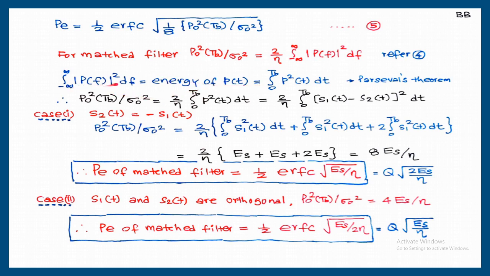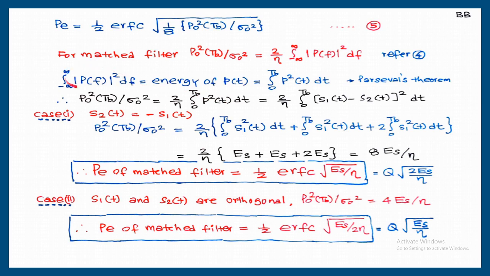Integral modulus Pf square df is the energy of p of t. This is according to Parseval's energy theorem. This is the energy of p of t, and it can be written like this also: integral 0 to Tb p square t dt. That signal is existing only for Tb seconds, that is only from 0 to Tb. So we can write P0 square Tb upon sigma 0 square is equal to 2 by eta integral 0 to Tb p square t dt.